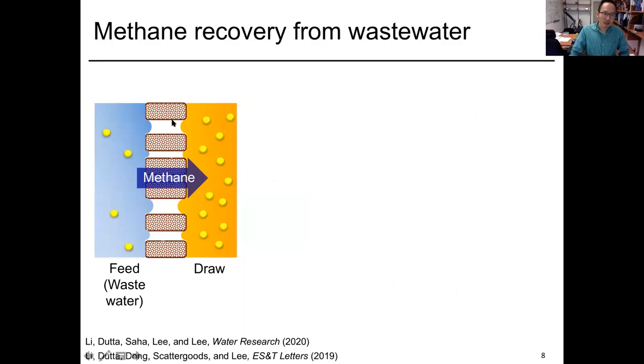The principle is quite simple. We placed this non-wetting membrane between the feed wastewater that contains dissolved methane, and on the other side we placed an organic solvent that has high methane solubility. Because of the solubility difference, the methane is extracted into this solution. That's how the dissolved methane can be harvested.